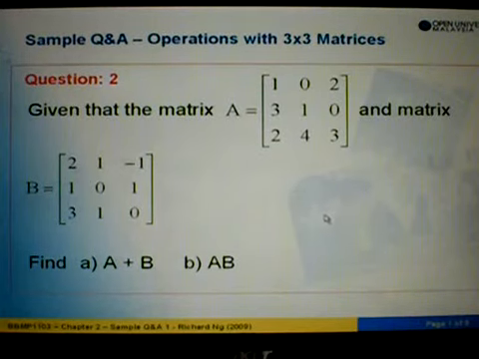Okay, in this video I'm going to show you how to handle operations with 3 by 3 matrices. For example, if you are given the matrix A: 1 0 2, 3 1 0, and 2 4 3, and the matrix B: 2 1 negative 1, 1 0 1, and 3 1 0. We are asked to find A plus B and A times B. So we have operations involving addition and multiplication.